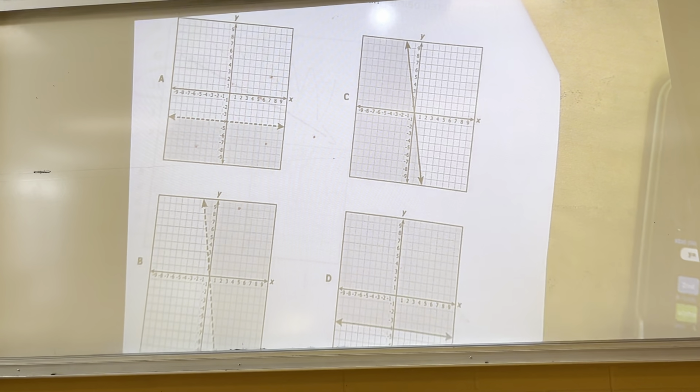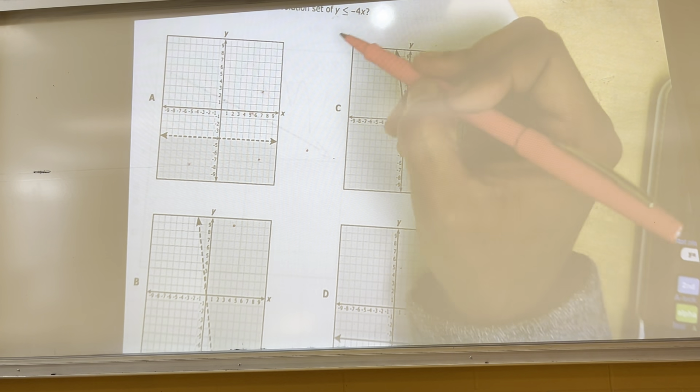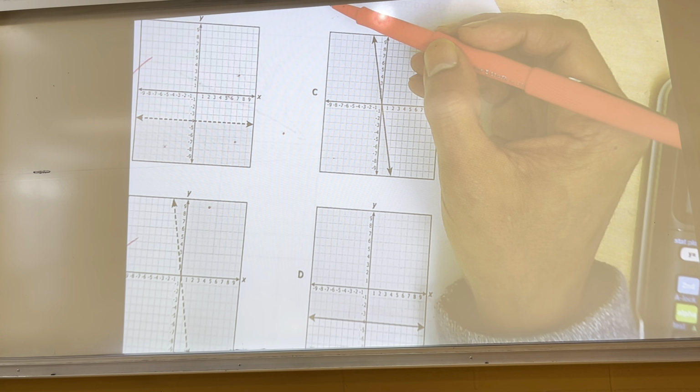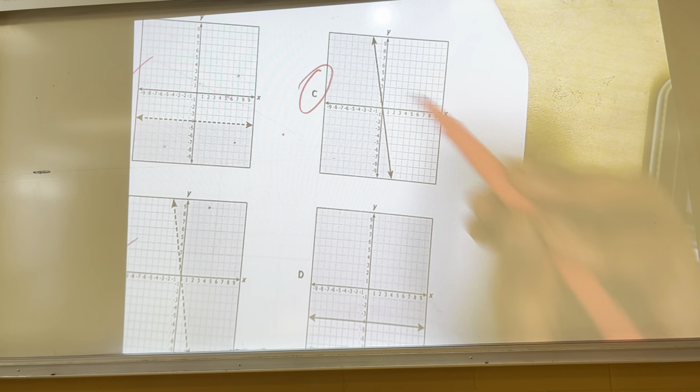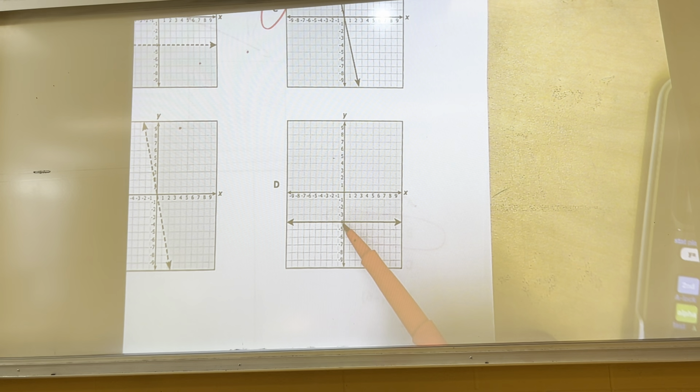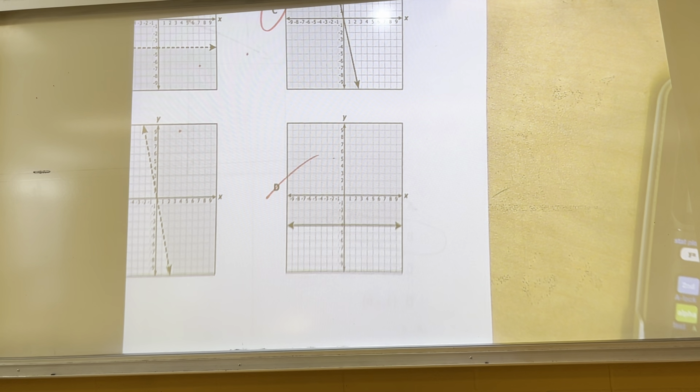These two we did in class already. This is a solid line, and this is shaded below, or left, you could say as well. This is the wrong equation, and it's shaded up, so no way. So that's C.